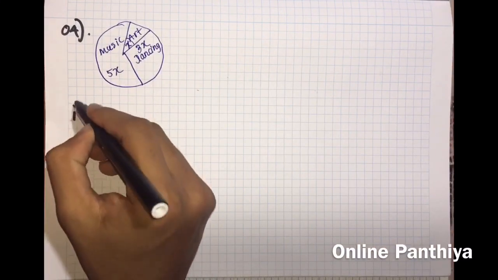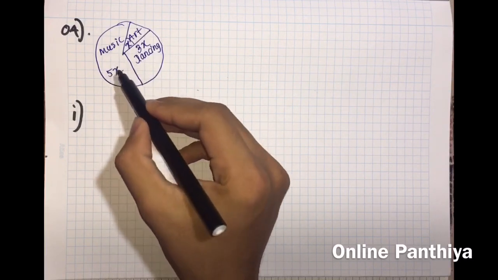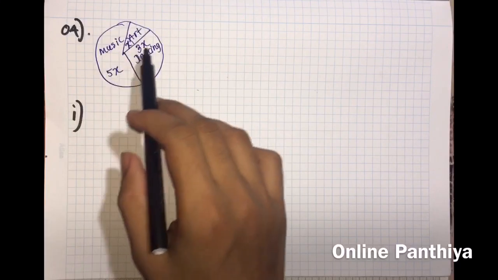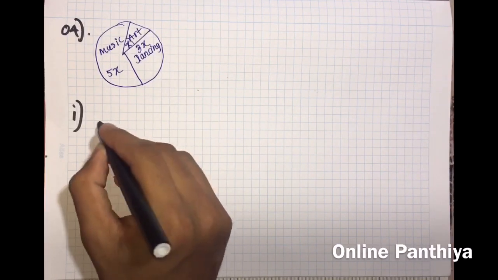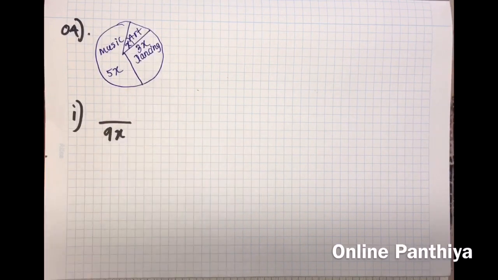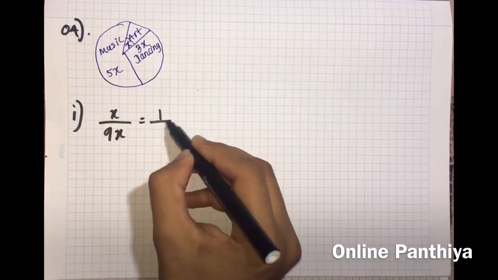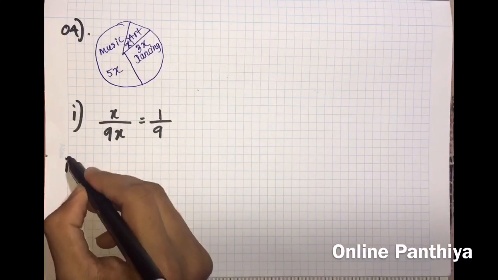Roman number 1, write the number of students who selected art as a fraction of the total number of students. Now since we had taken x form, what is the total number of students? So you have to find the total. 5 plus 3 plus 1x here. Altogether how many x? 9x. Over the number of students. What are they speaking about? The number of students who selected art. So art is equal to x. So once you simplify, you have 1 over 9. Clear? That's a small part.